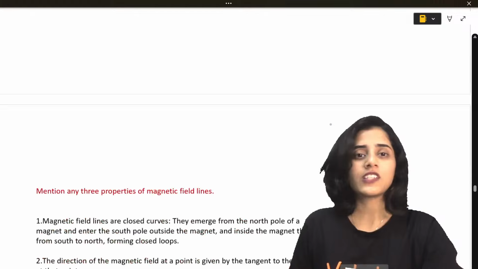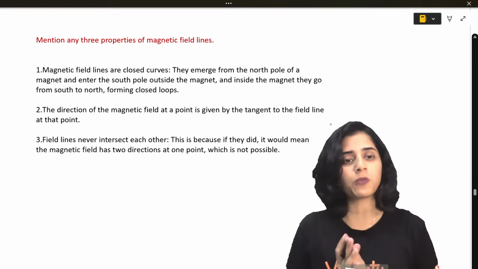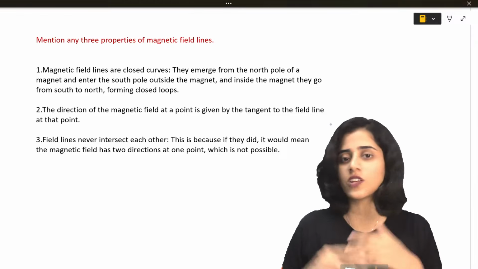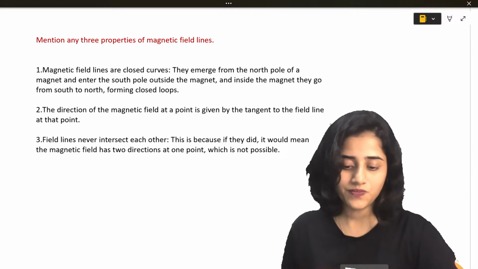Next question is from magnetism and matter. Mention any three properties of magnetic field lines. What are the properties? They form closed curves. They're always from north to south. They never intersect. All those things.